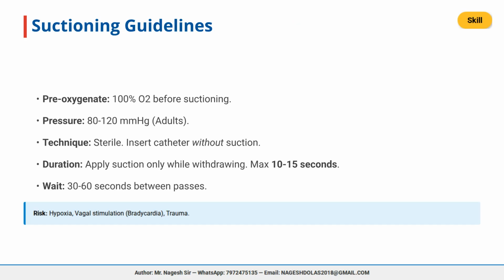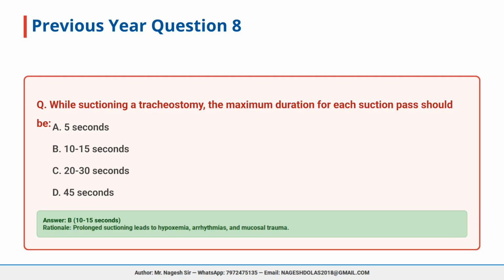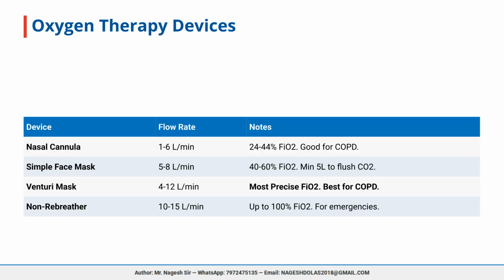Key suctioning guidelines include pre-oxygenating with 100% O2 and maintaining a pressure of 80 to 120 millimeters of mercury for adults. Insert the catheter without suction, applying it only while withdrawing for a maximum of 10 to 15 seconds per pass. Wait 30 to 60 seconds between passes. Previous year, question 8. While suctioning a tracheostomy, the maximum duration for each suction pass should be B, 10 to 15 seconds.